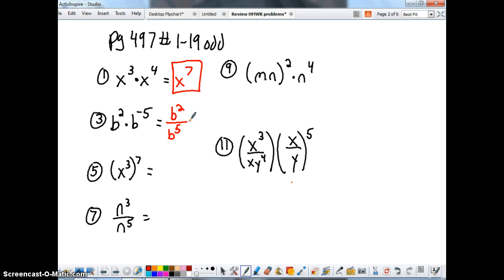And then from there, I need to reduce. There are more b's on the bottom. There are 3 more b's on the bottom, so it's b to the third. You need to have a 1 left on top, 1 over b to the third.